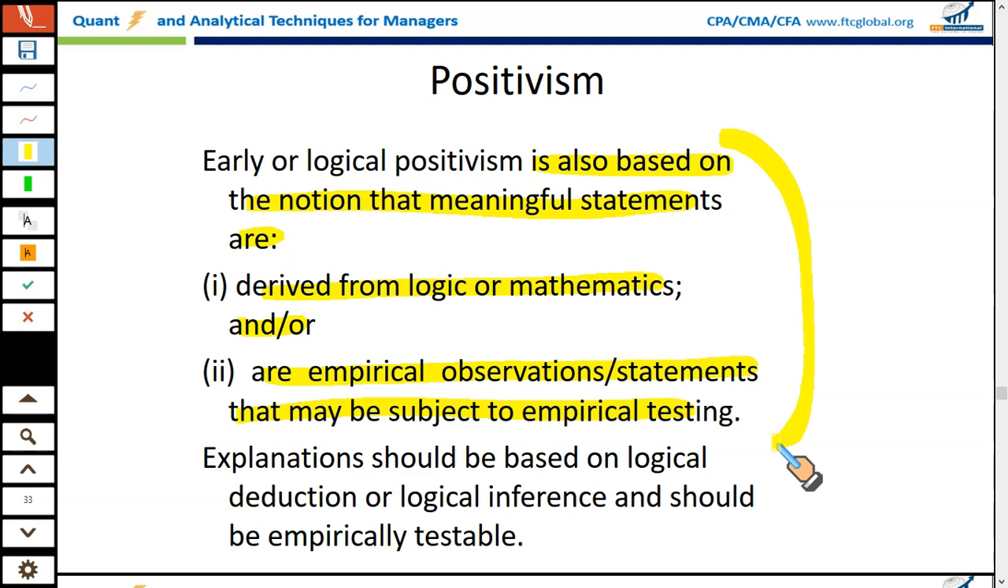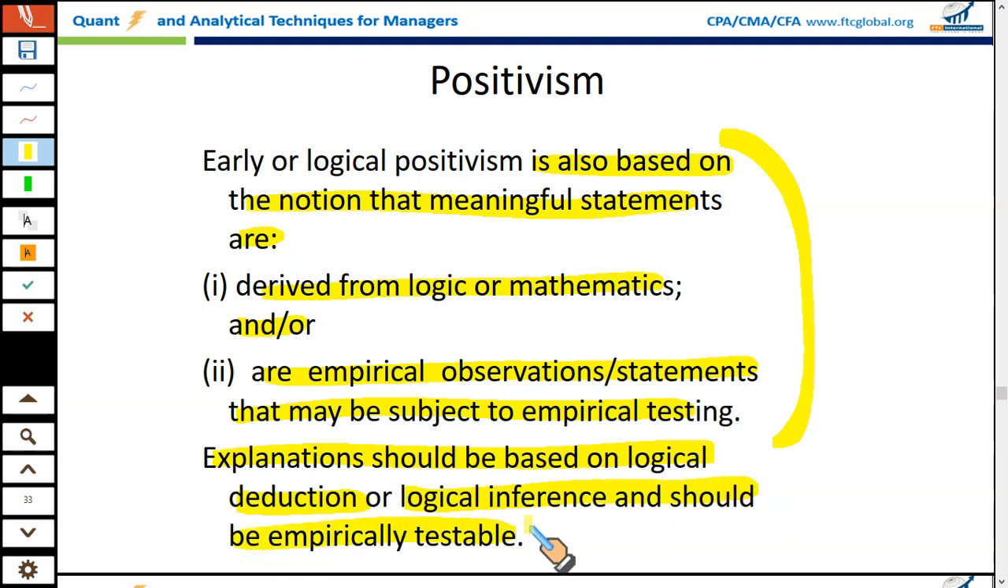If this is my claim, then it has to be verifiable, it has to be observable. There must be observable evidence. Yes, go out in the market and see the graduates who are doing jobs, so they will clearly be earning more salary than non-graduates. So essentially, explanation should be based on logical deduction or logical inference and should be empirically testable.